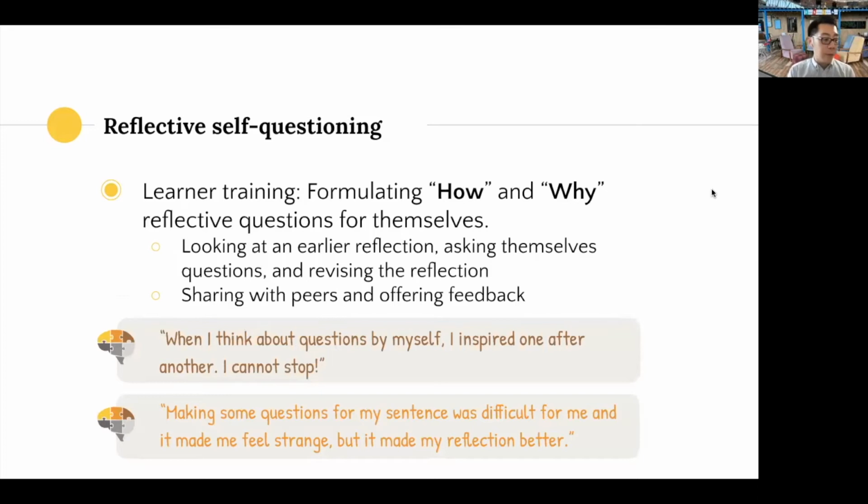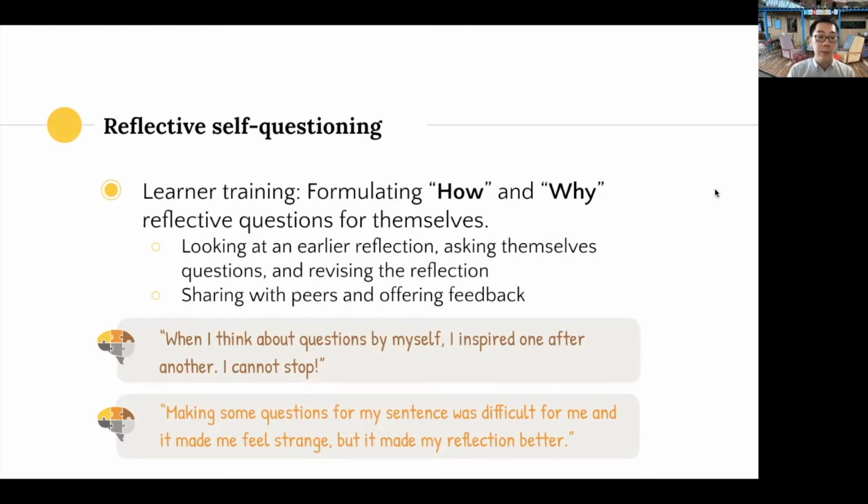And we also gave them some opportunities to work on their reflective skills. And we had some tasks or exercises in the form of learner training in order to help them work on those skills. And so they had a chance to formulate how and why reflective questions for themselves. For example, they would look at an earlier reflection from the course, make these how and why questions to ask themselves, and then they'd revise the reflection in order to incorporate and answer those questions. And then they had a chance to share these new reflections with peers and give each other feedback in class.